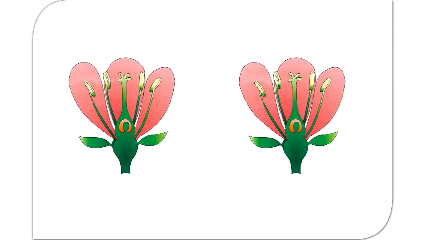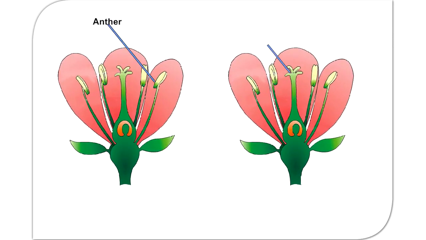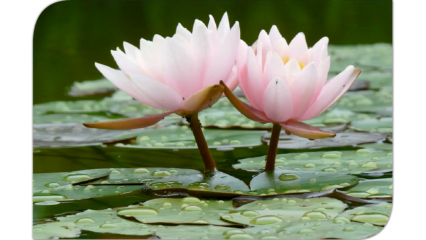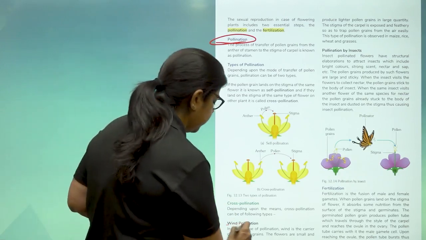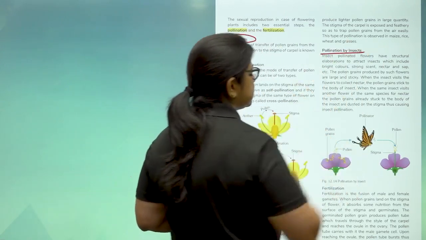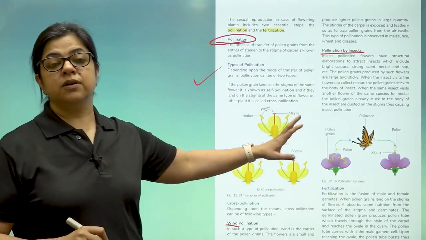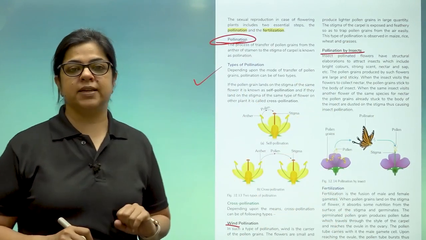Cross-pollination includes the pollen grains from the anther of one flower to be transferred to the stigma of another flower from another plant of the same kind. Wind, insects, birds, and water are some agents that help in pollination. So we know that wind, insects, water, these are some of the means of pollination.